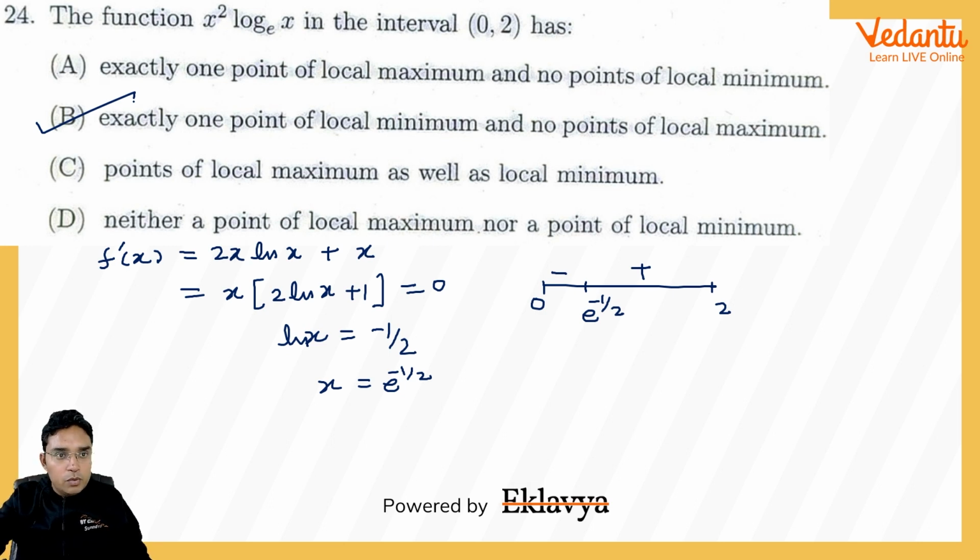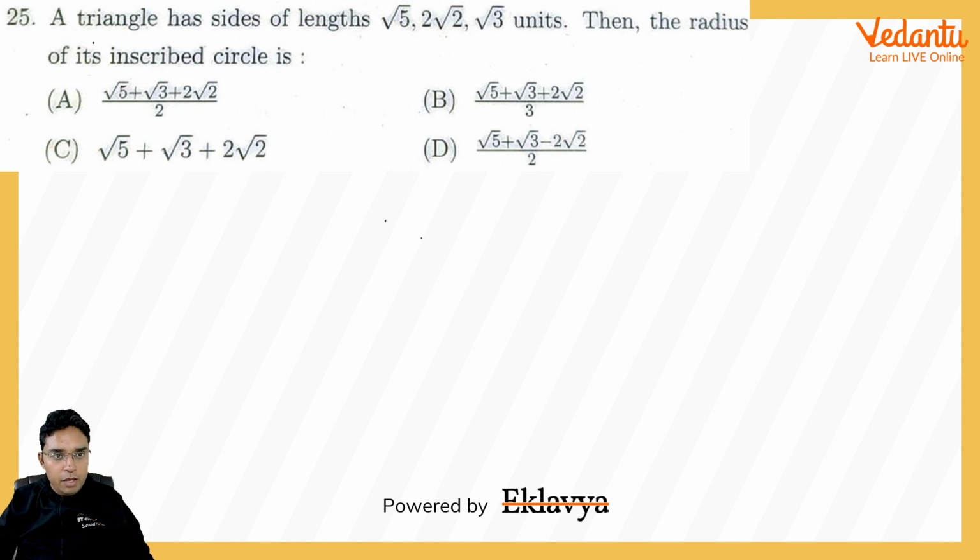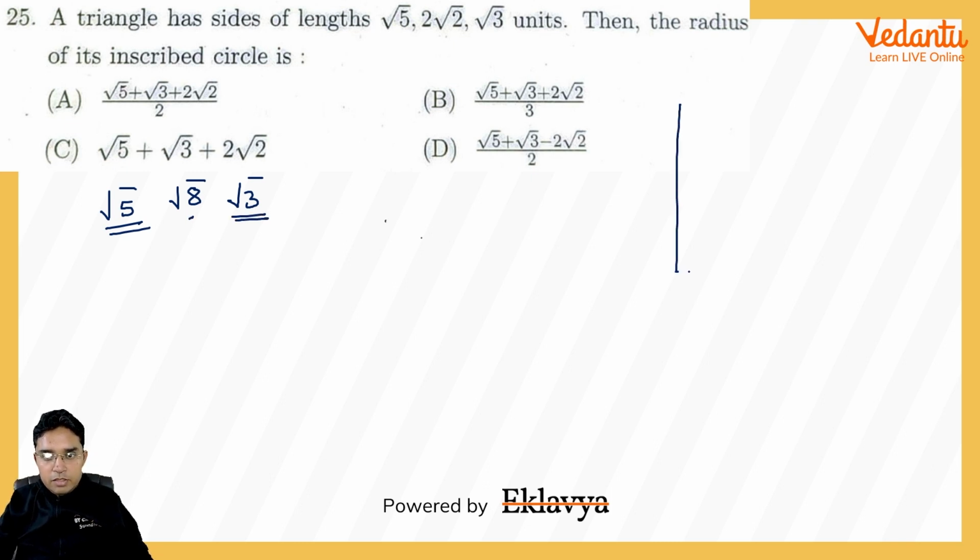Okay, now coming to the next question, that is 25. We are given a triangle that has side lengths root 5, root 2 and root 3. Then the radius of its inscribed circle is... Now dear all, please see, the side lengths are actually root 5, root 8 and root 3. So you can see the square of this plus the square of this is equal to the square of this. So this has become a right angle triangle. Okay, root 3, root 5 and root 8.